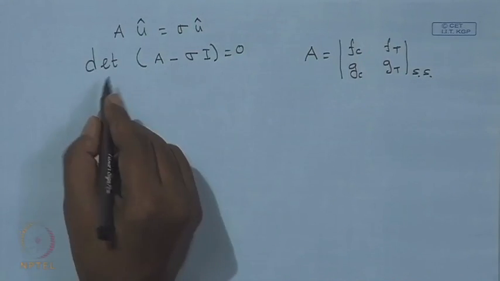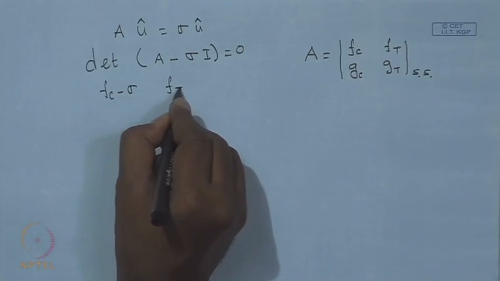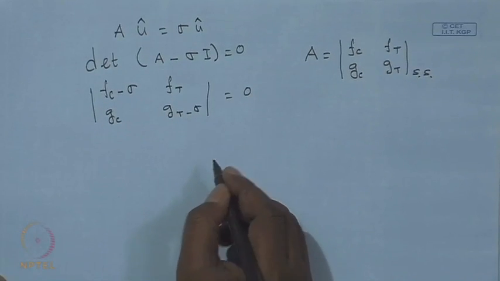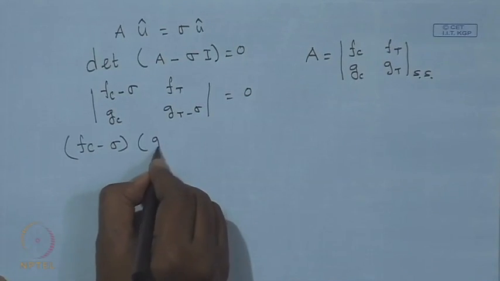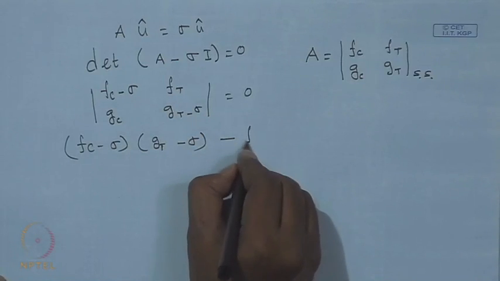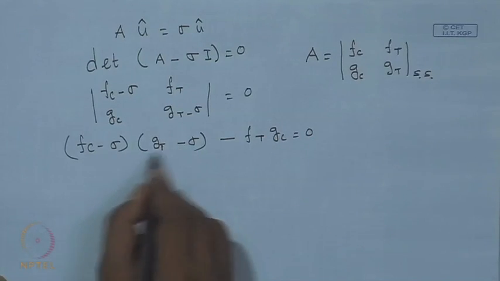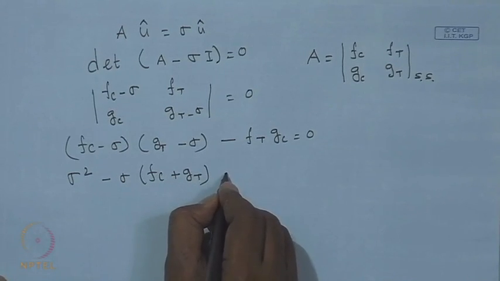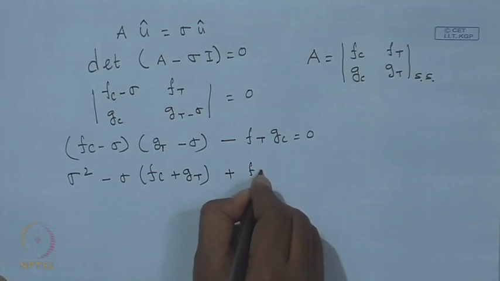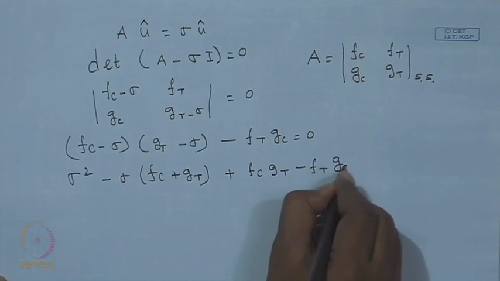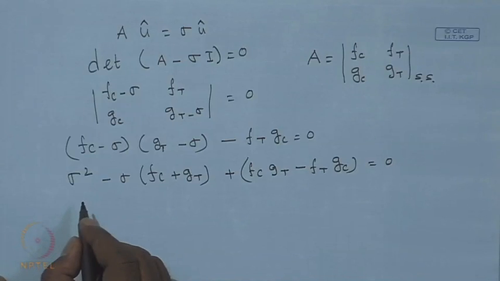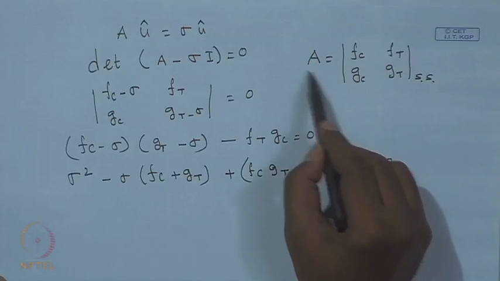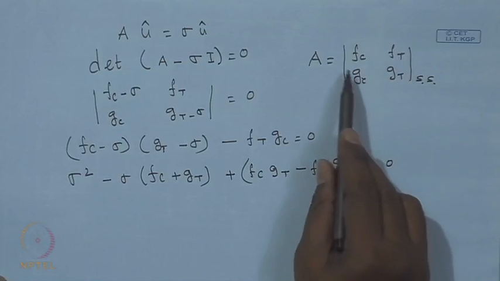So, the determinant of A minus sigma I becomes (Fc minus sigma), Ft, Gc, (Gt minus sigma) is equal to 0. So, (Fc minus sigma) times (Gt minus sigma) minus Ft Gc is equal to 0. If you multiply this out, this becomes sigma square minus sigma times (Fc plus Gt) plus (Fc Gt minus Ft Gc) is equal to 0. Now, Fc plus Gt is nothing but the trace of the matrix A, and Fc Gt minus Ft Gc is nothing but the determinant of the matrix A.